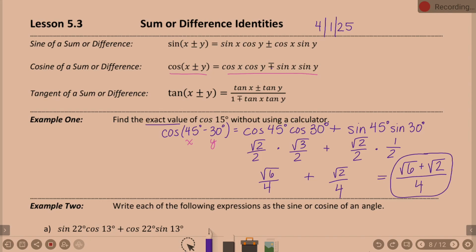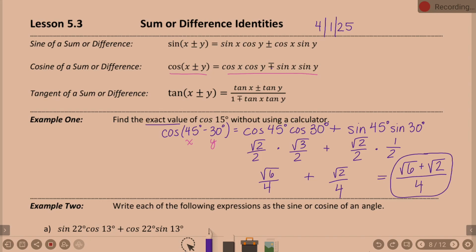If you took your calculator, and I said you didn't need calculators because you don't, but if you took your calculator in degree mode and did the cosine of 15 degrees, you would get a decimal. If you took your calculator and figured out what square root of 6 plus square root of 2 all divided by 4 is, you would get a decimal. Guess what? Those decimals would match. Okay? So that's kind of your proof that you've done something right if you're hesitant.